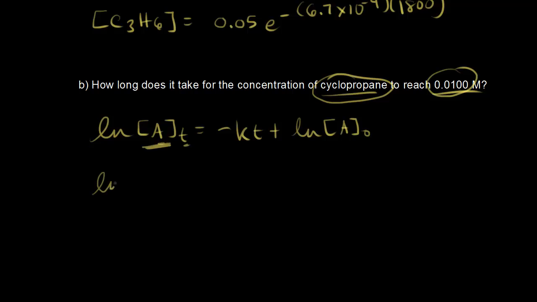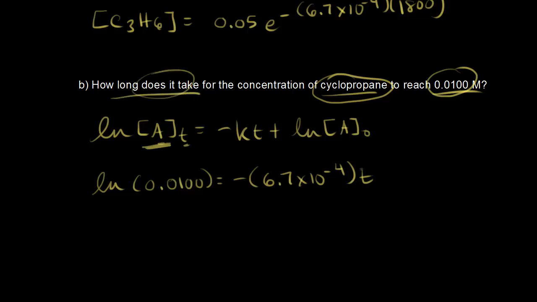So that would be the natural log of 0.01 molar, is equal to negative kT. So this is negative 6.7 times 10 to the negative 4. The time is what we don't know, right? How long does it take? So we're trying to find the time. And we know the initial concentration of cyclopropane. Once again, that's 0.05 molar.